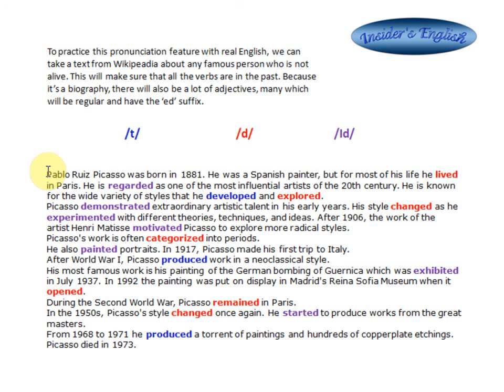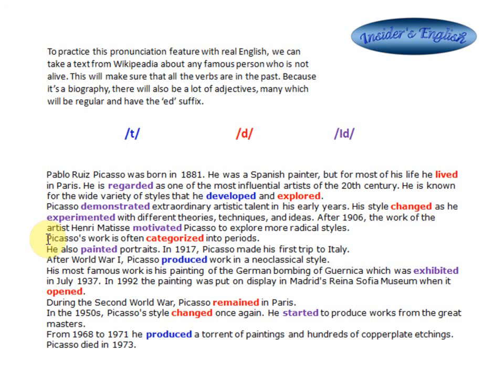Now I'm going to do the second paragraph. Picasso demonstrated extraordinary artistic talent in his early years. His style changed as he experimented with different theories, techniques, and ideas. After 1906, the work of the artist Henri Matisse motivated Picasso to explore more radical styles. Again, it's your turn. Pause the audio and practice.